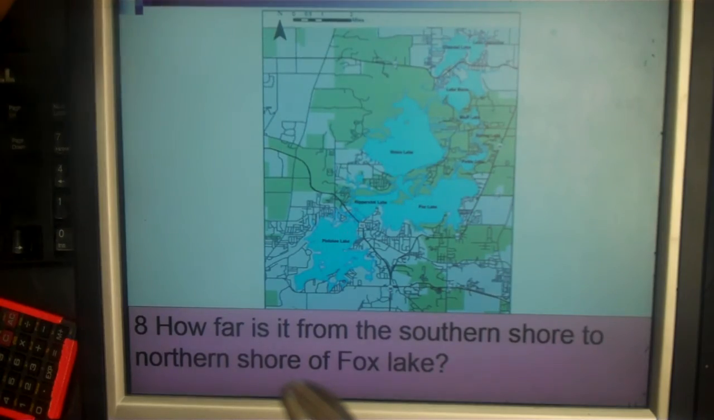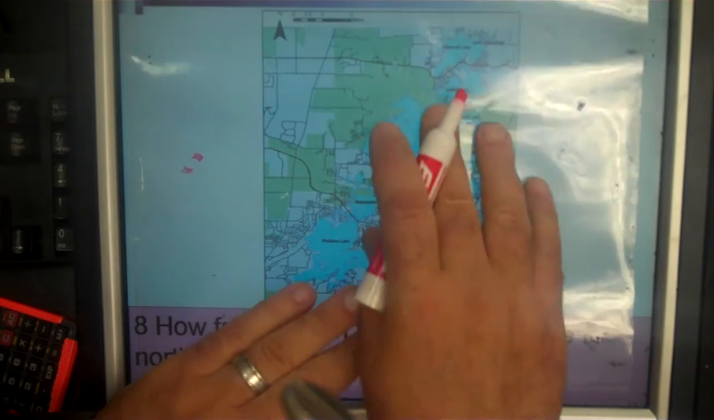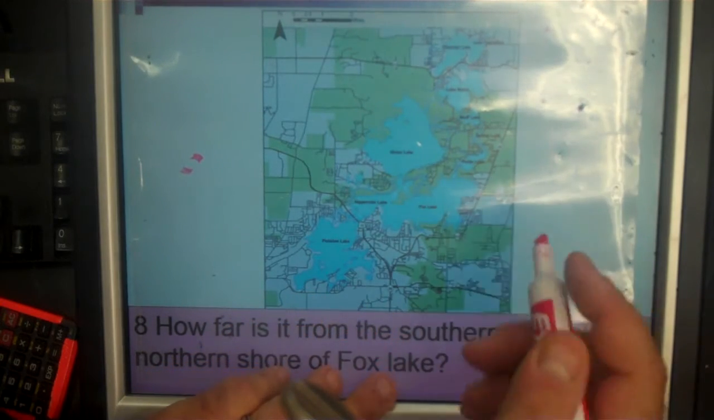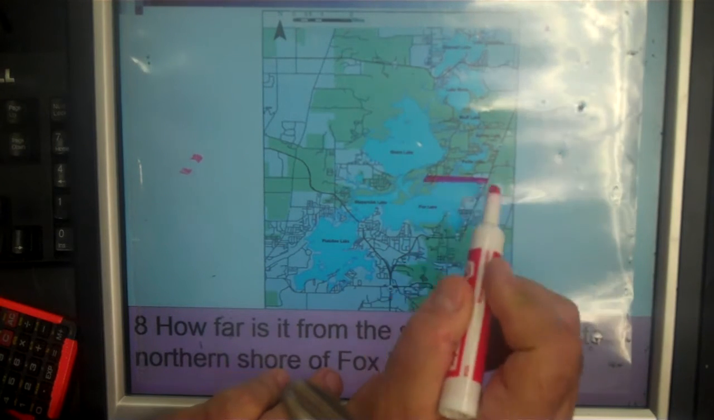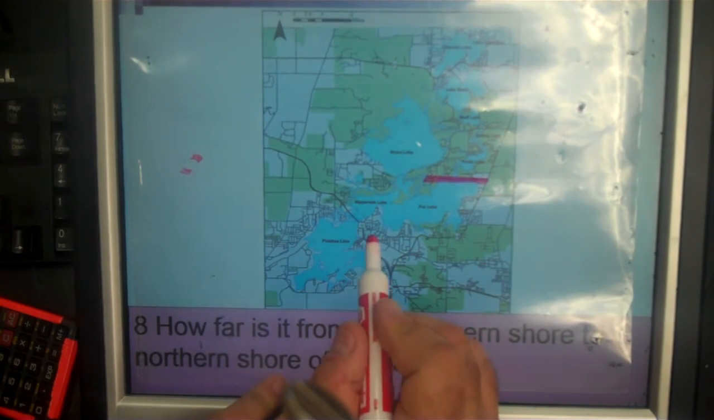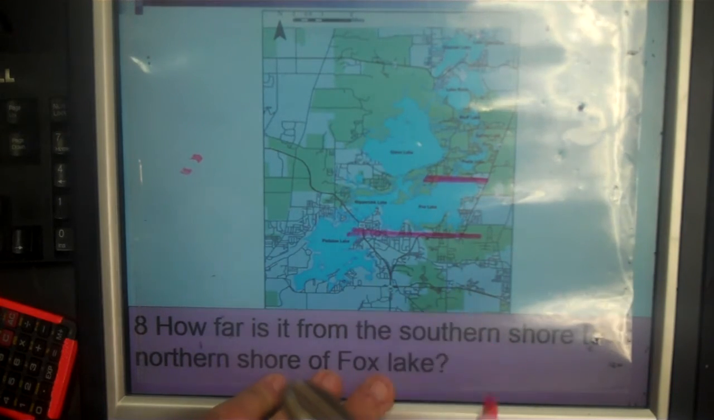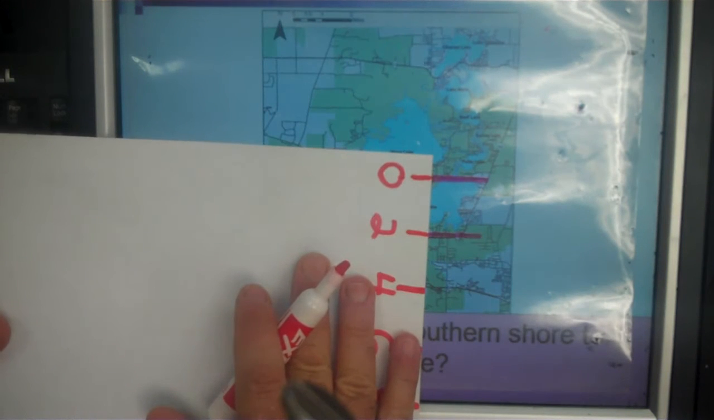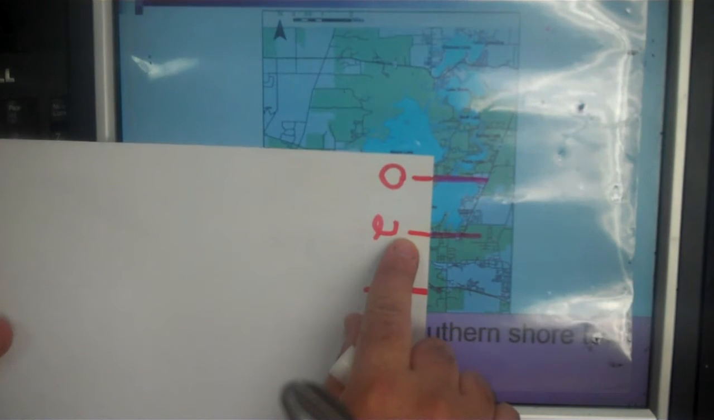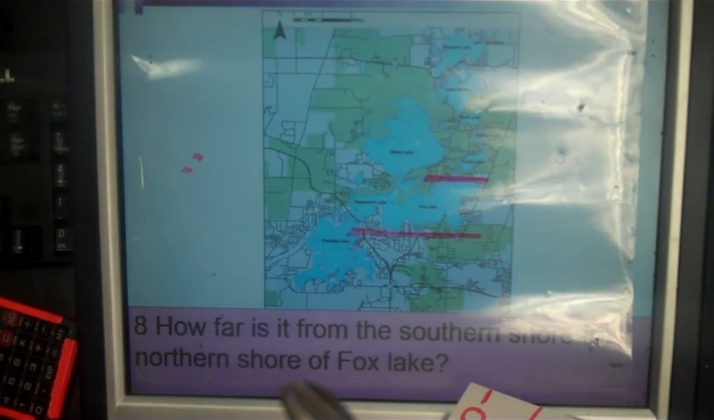How far is it from the southern shore to the northern shore of Fox Lake? Okay, I'm going to put down my plastic so I can write on my computer screen. Here is the northern shore, and the most southern shores are right about here. So, laying down our scale, it looks like exactly 2 miles. So question number 8 is 2 miles.